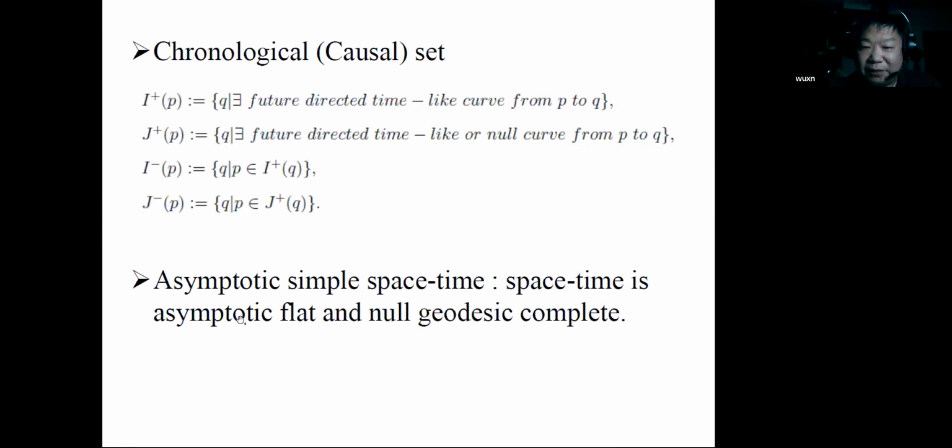Then there is the definition of an asymptotically simple spacetime. That means the spacetime is asymptotically flat and null complete, which we have introduced before. It means such a spacetime contains no black holes.